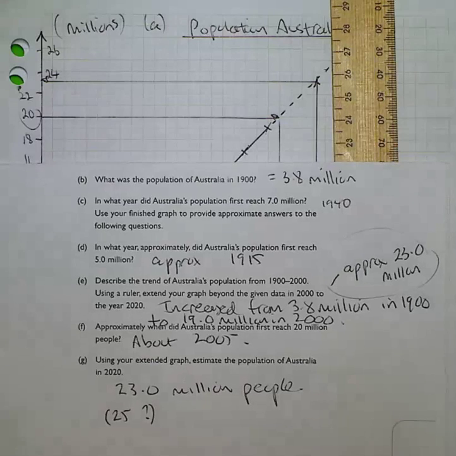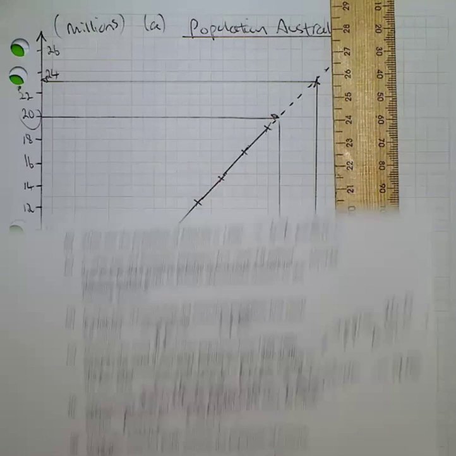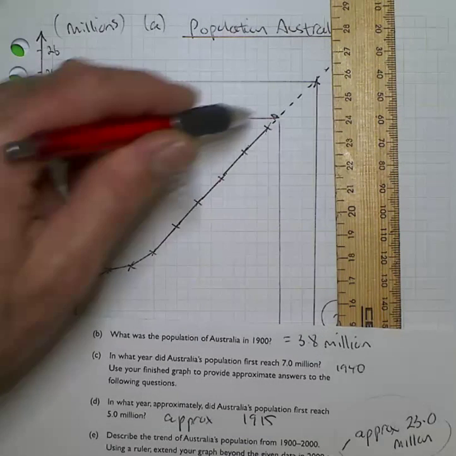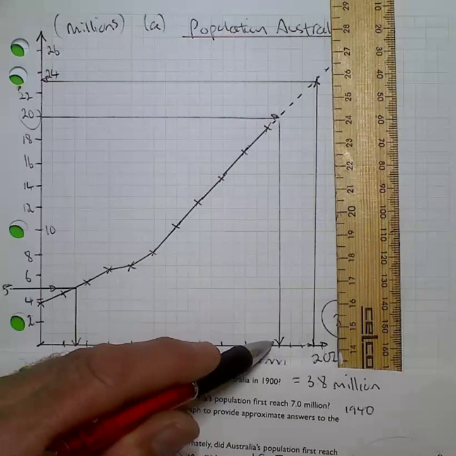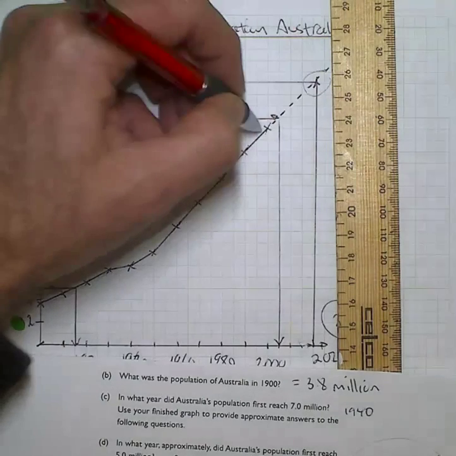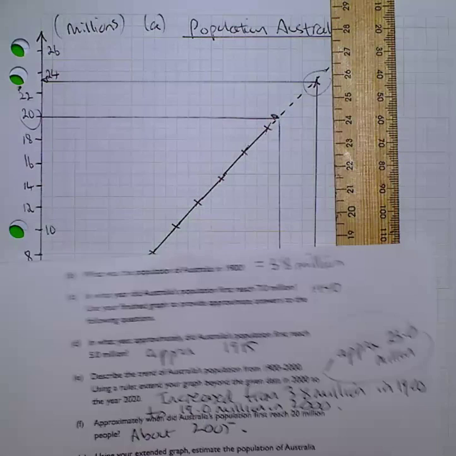So you can see the value of a line graph presents the data really neatly. We can read and make some predictions from the graph, approximations, and also we can do some extrapolation or extension beyond the data we've been given.